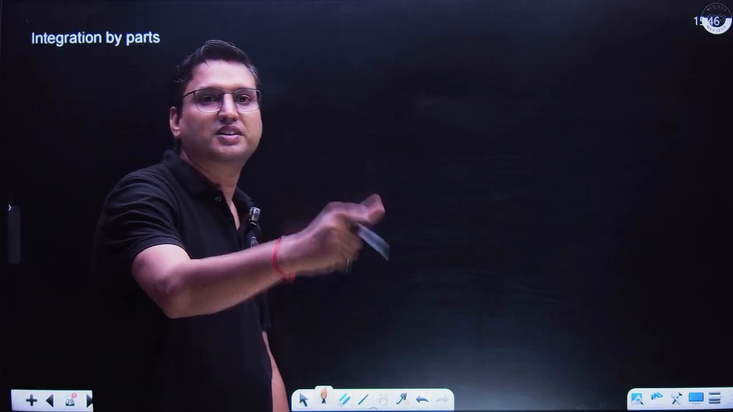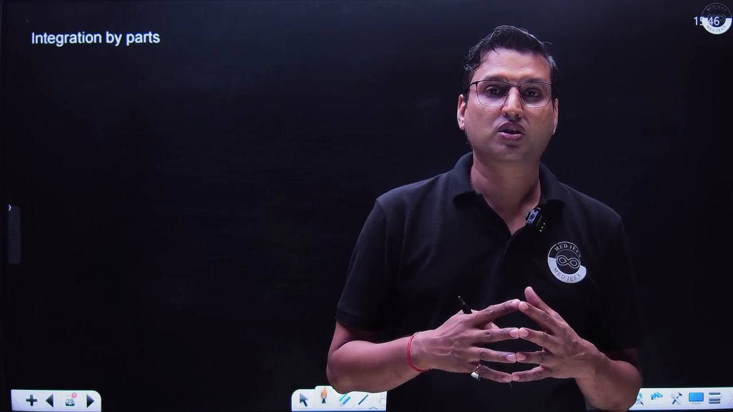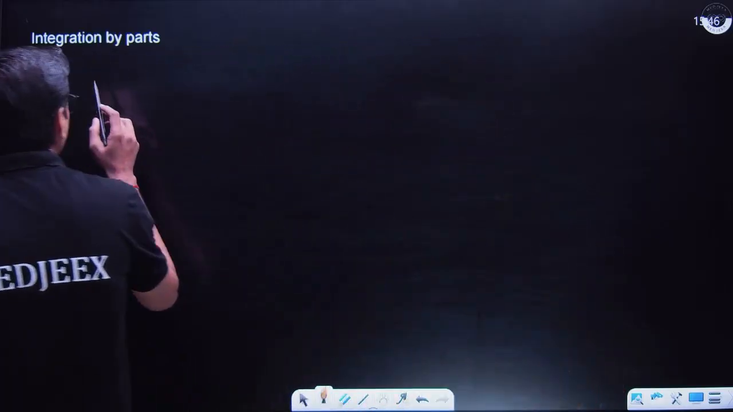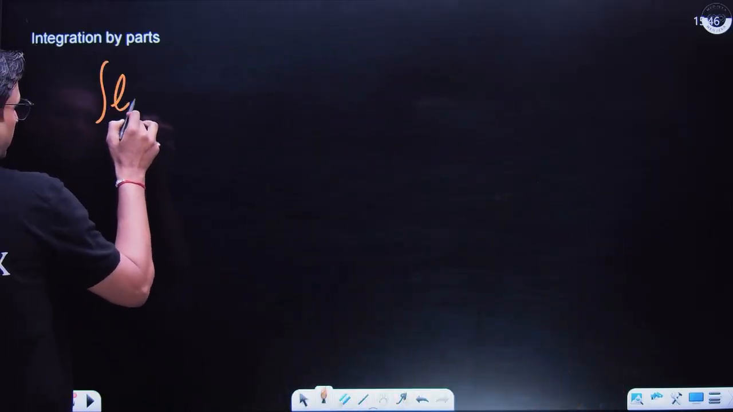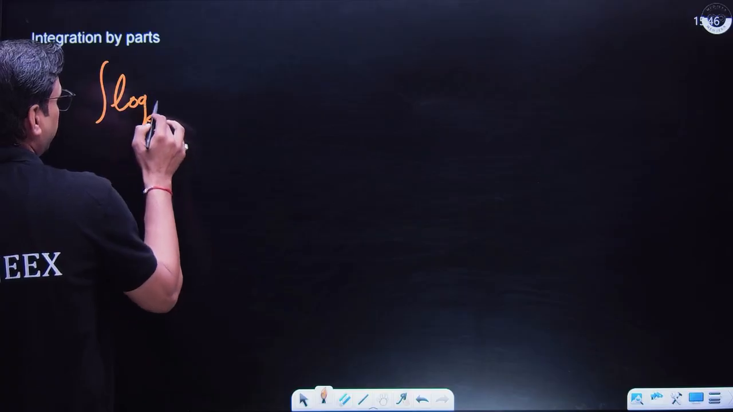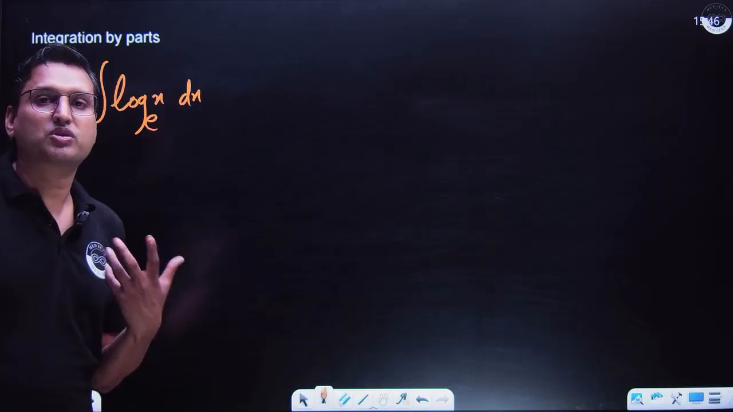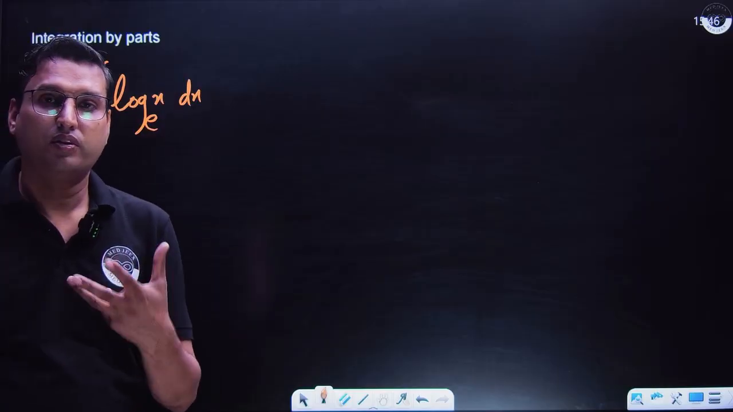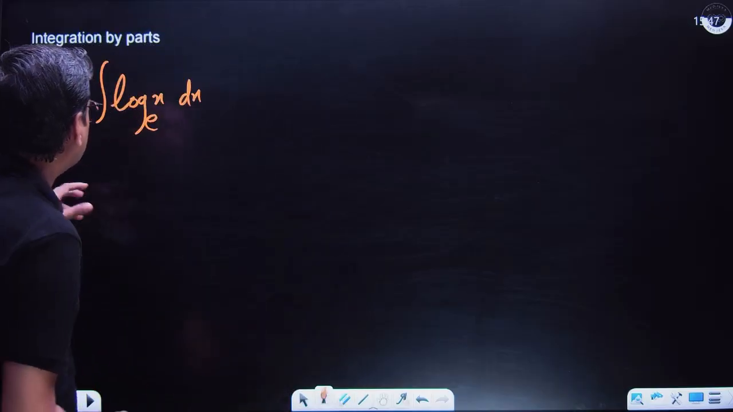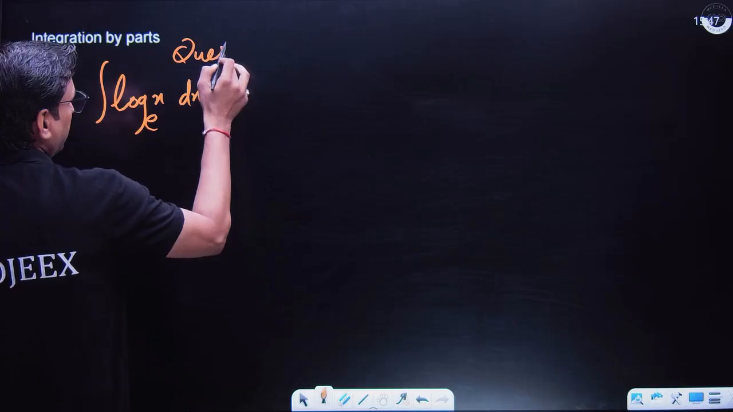Now next is what? Integration by parts. To integrate a few particular situations where integration is not directly applicable, like if you have to integrate log of x, natural log of x, then I cannot integrate it directly. For that, the concept of integration by parts comes up, and how we can do it. Questions like this cannot be solved directly.